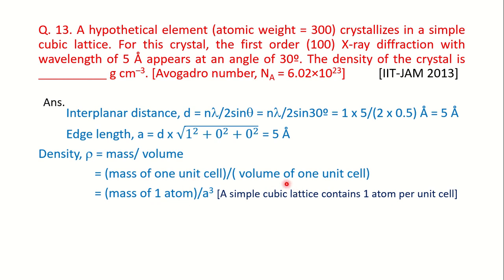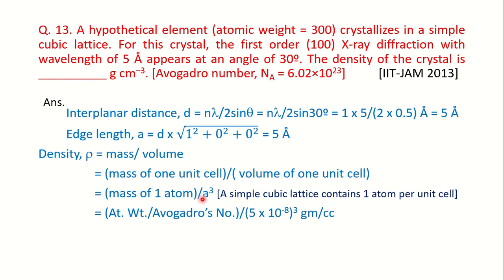Therefore you have to put the mass of 1 atom, and the volume of 1 unit cell is nothing but the cube of the edge length of the unit cell, and we know the edge length of the unit cell, which is 5 angstrom. So now from here you can calculate the density. But what is the mass of 1 atom? Mass of 1 atom means the atomic weight divided by Avogadro's number, because atomic weight here is 300 gram. This is the mass of Avogadro number of atoms, that is 6.02 into 10 to the 23 number of atoms. So what should be the mass of 1 atom? You have to divide this weight by Avogadro number. That is why we are doing so.